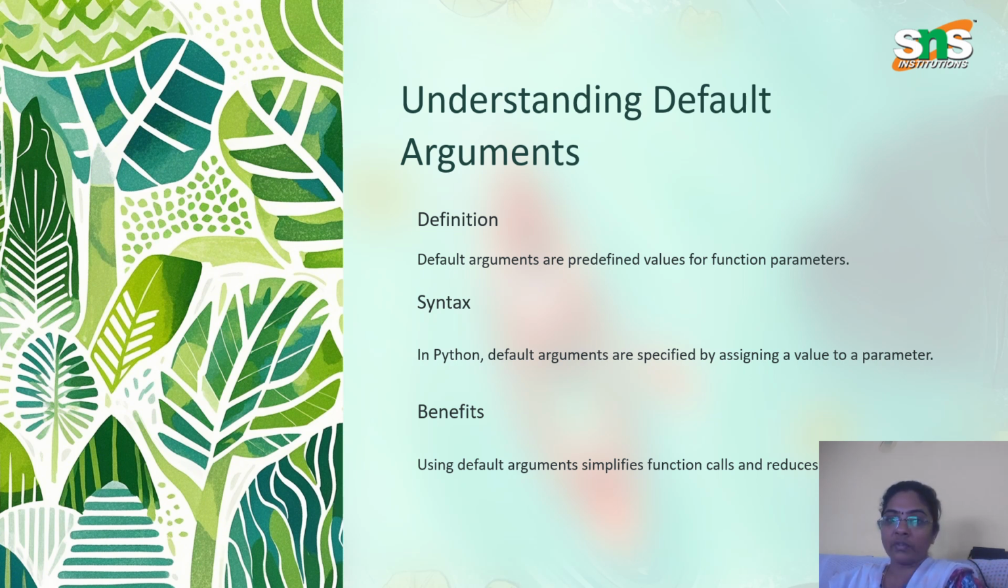So it should have the predefined values. Predefined value means the argument should have values initialized at the time of declaration itself. That is the predefined values for the function parameters. And then we can have the default arguments that are specified with the value assigned to the parameter. By using these default arguments, it simplifies function calls and improves code reusability.